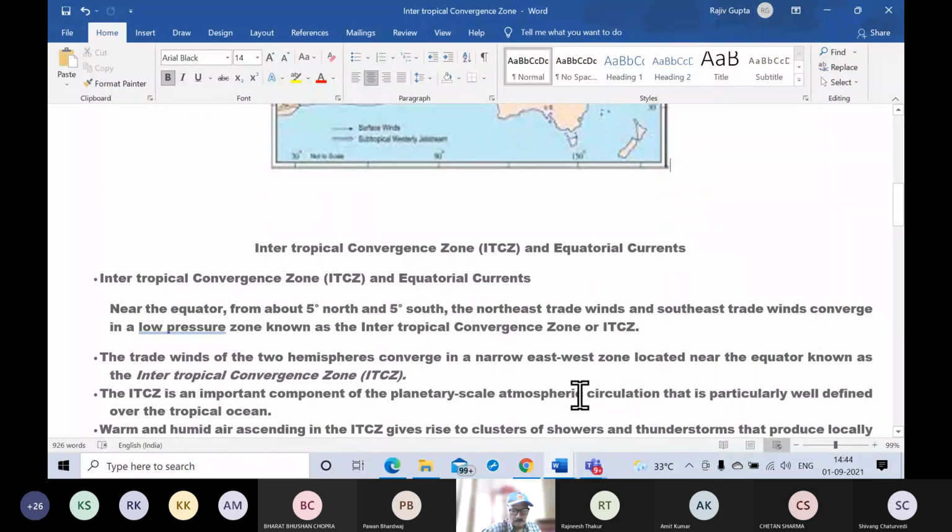So around the equator, about 5 degrees north and 5 degrees south, the northeast trade winds and southeast trade winds converge in a low pressure zone. This is why it is called a convergence zone, because the northeast trade winds and southeast trade winds are converging. Therefore, it has been named the Intertropical Convergence Zone (ITCZ).